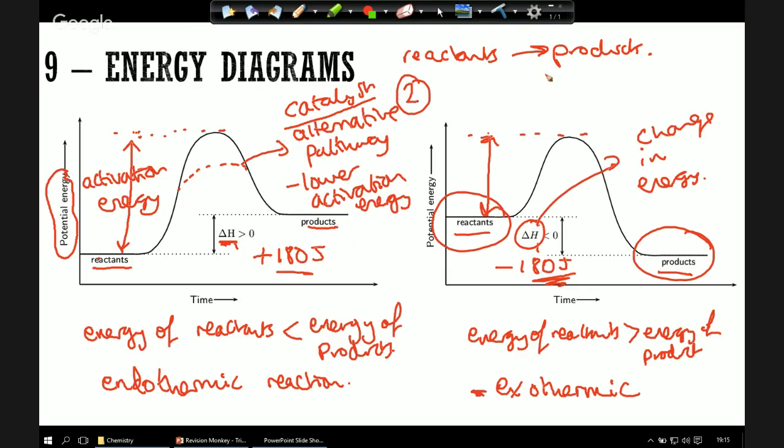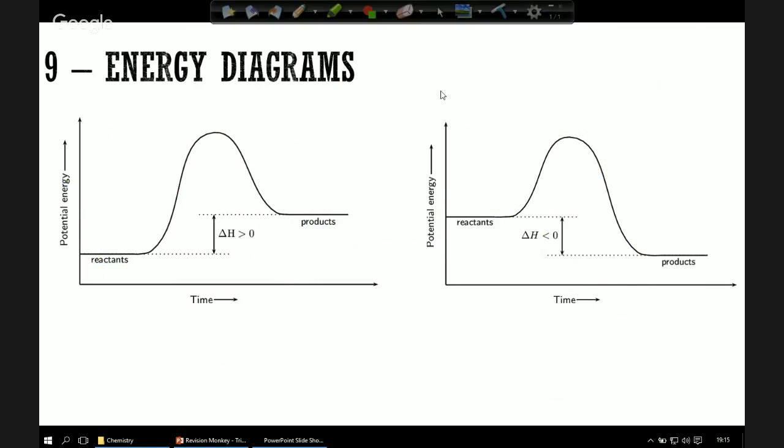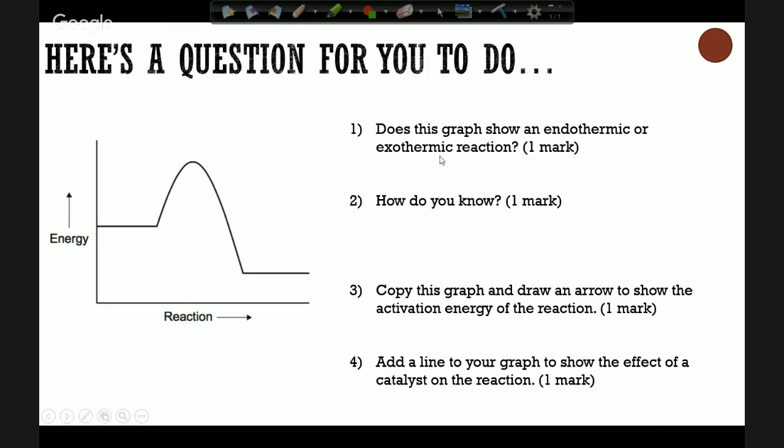Okay, so that's it on energy diagrams. I've got a few questions for you to answer. Please post any more that you got on Frog, and I'll answer them as we go. So I'll give you a couple of minutes and then come back and see how you got on.